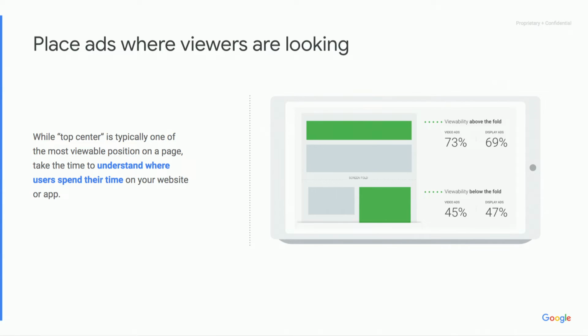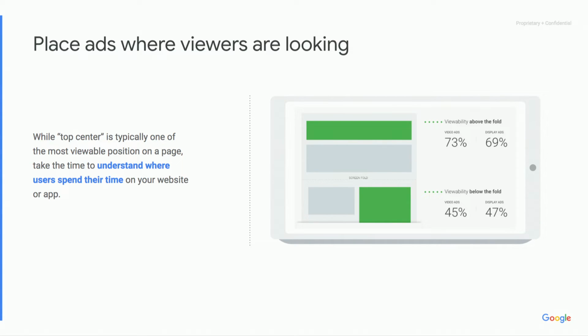And you'll also want to place ads where viewers are looking and have a high opportunity to be seen. First, identify where viewers spend time on your site and place ads in those sections. The most viewable ad position is actually right above the fold, not at the very top of the page. So take some time to really understand your user behavior, and don't rule out below the fold ads as well.